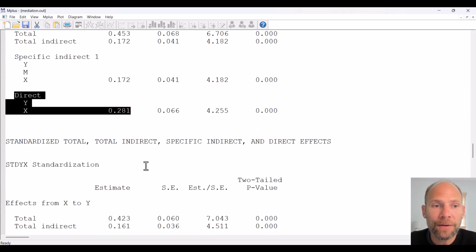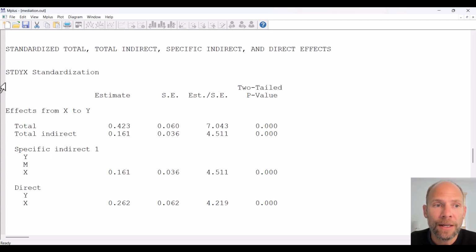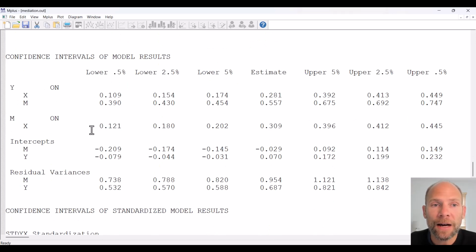You get the same thing for the standardized version of the model. StdYX is the version where all variables are in z-score metric. So the same thing is provided for the standardized variables. And below that are the confidence intervals. And that's really what we should be looking at for testing indirect effects. So when you are interested in finding out whether your mediated effect, your indirect effect, is statistically significant, then you should look at the confidence intervals in this section using the bias-corrected bootstrap like we did.